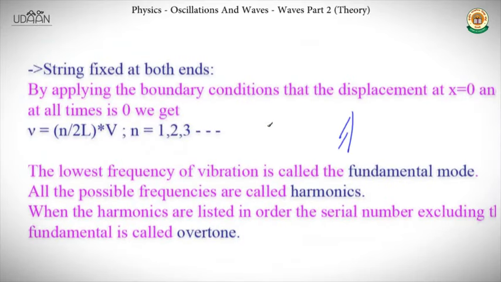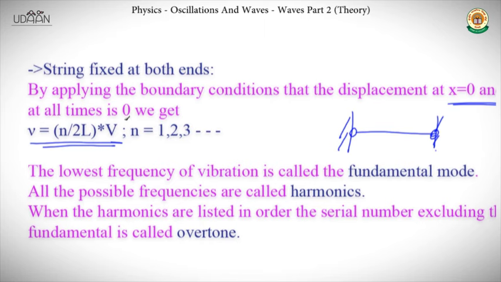For this example, the rope is fixed to two walls. Whatever the time may be, the position of these two particles is always 0. So by applying these two boundary conditions, we get the frequencies as n by 2l into v, where v is the velocity. So we have different frequencies for n = 1, 2, 3, and so on.